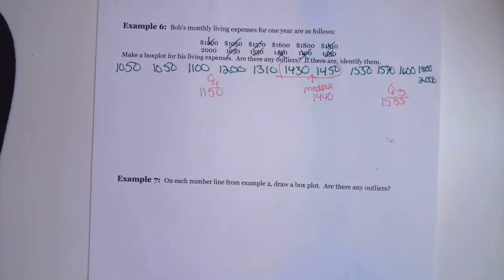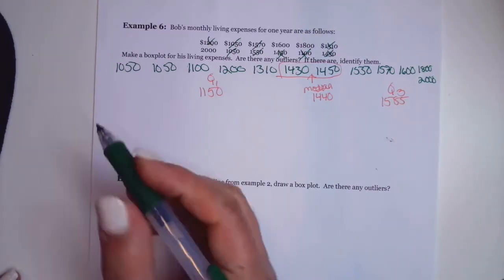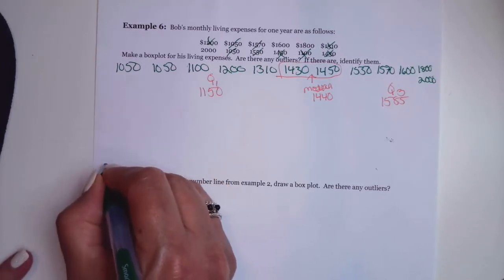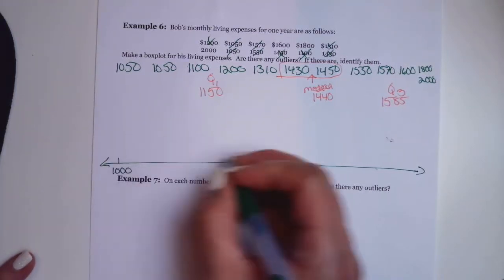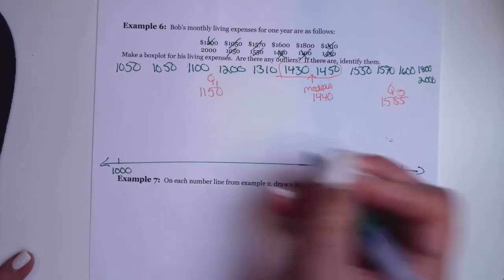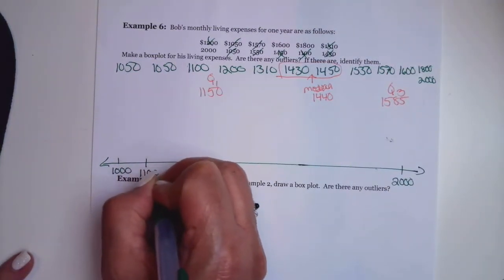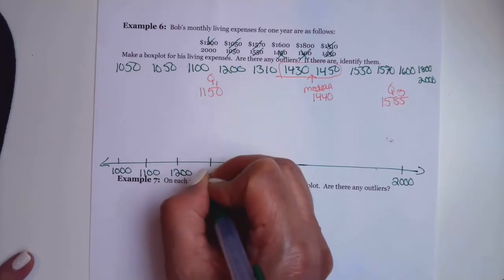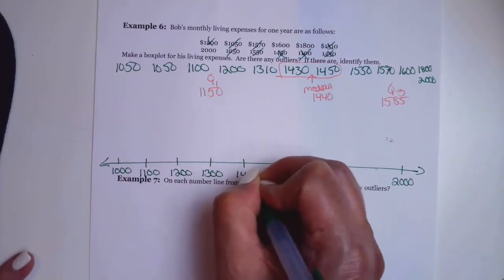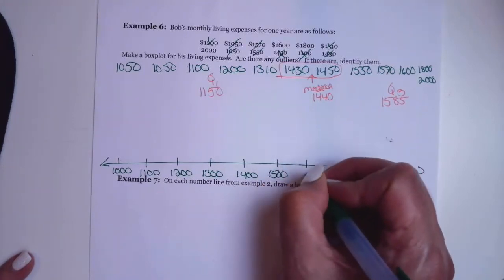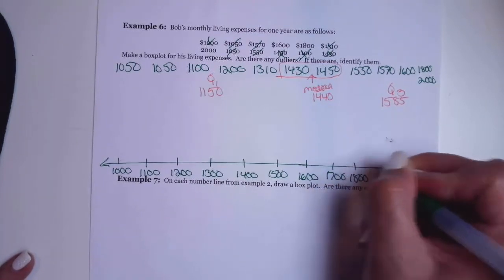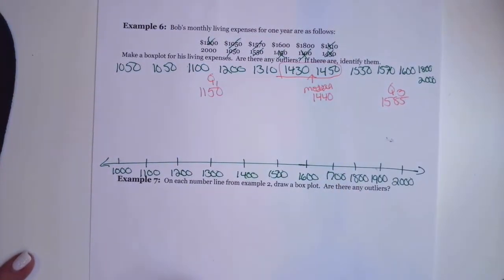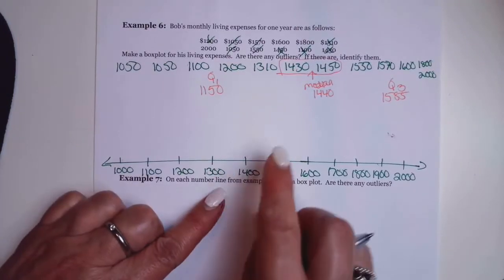Okay, so now we have those numbers. We can actually go ahead and start drawing the box plot. We can do the number line here. I'm going to start with 1,000, and then we want to go up to 2,000. And we're going to go in increments of 100. 1,400, 1,500, 1,600, 1,700, 1,800, and 1,900.